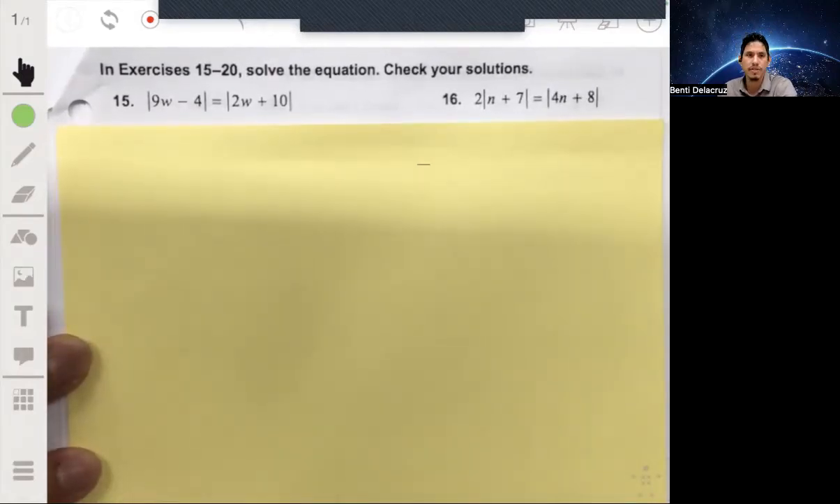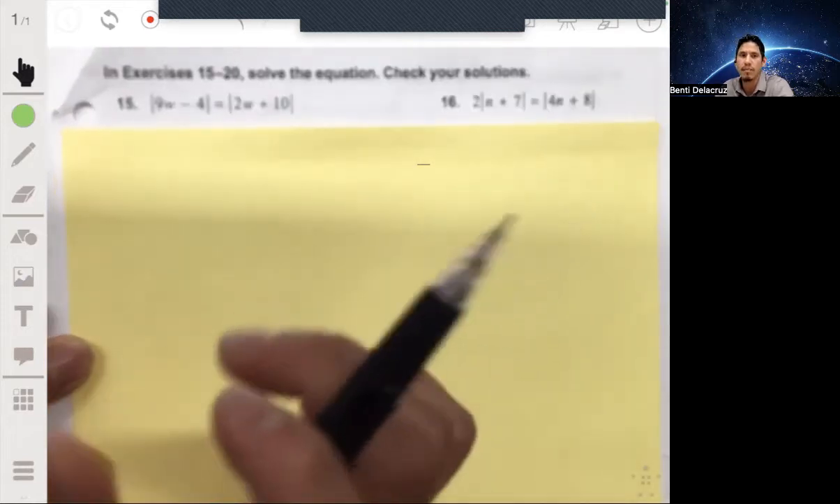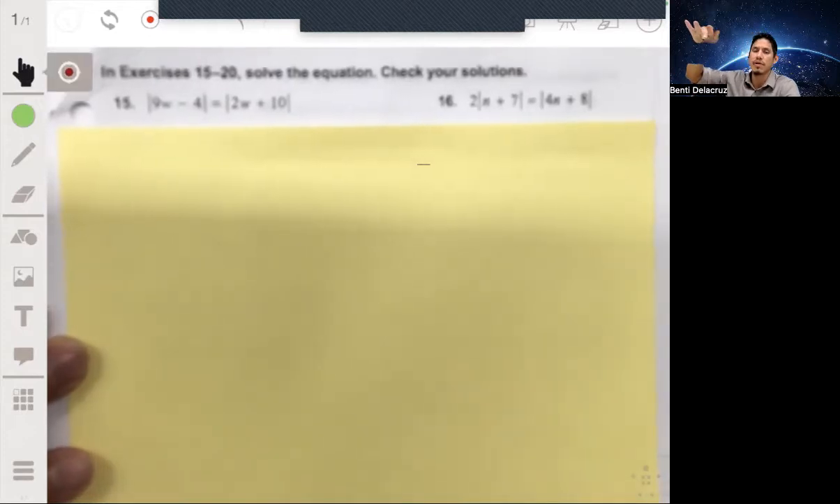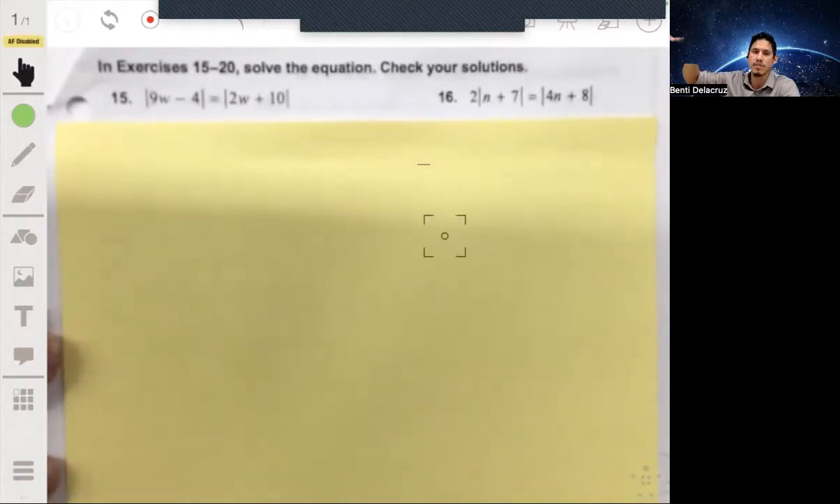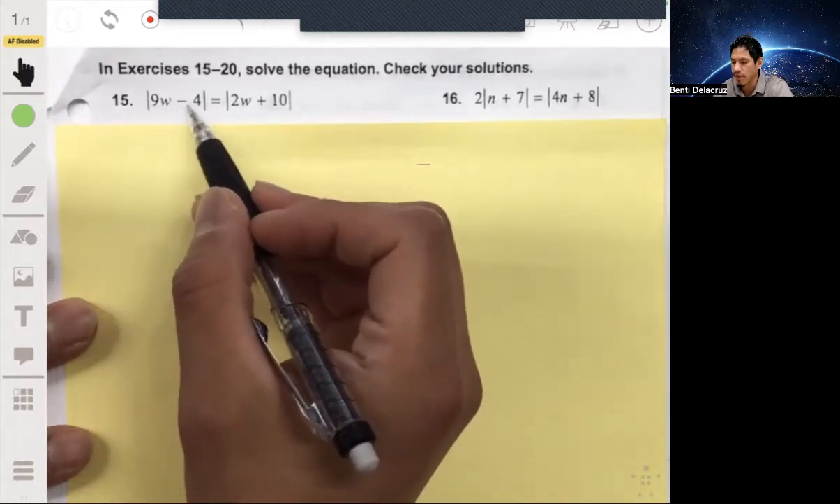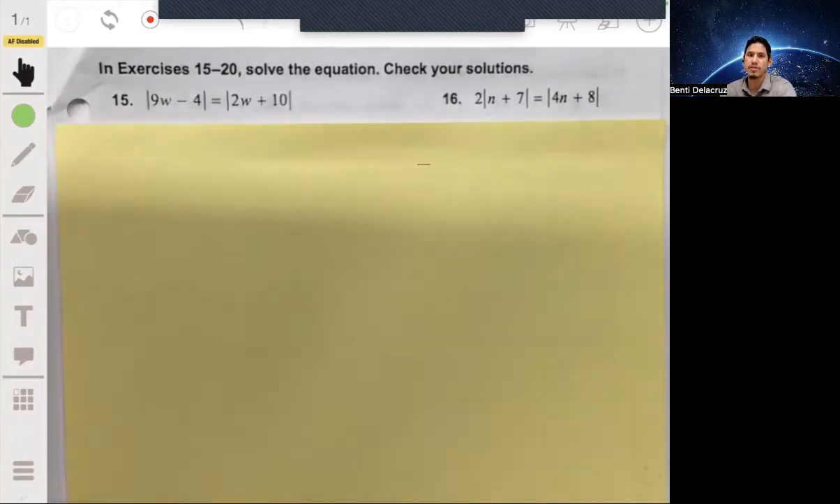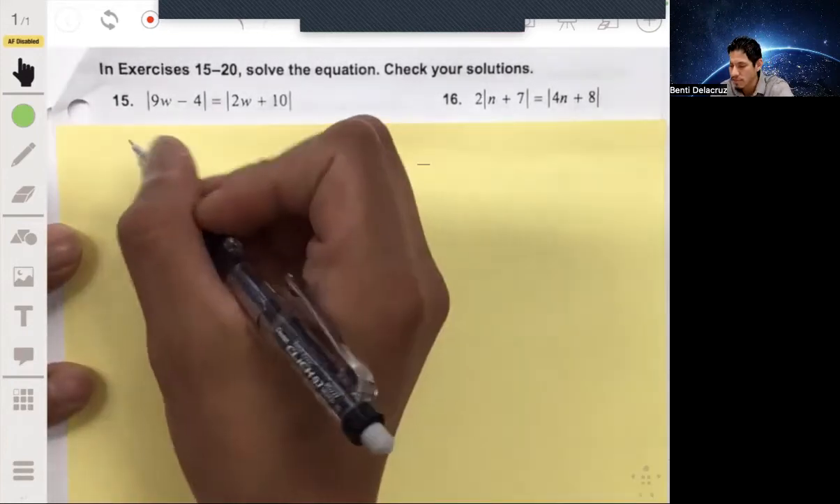All right, I'm going to go over some examples of absolute value equations when you have absolute value symbols on both sides of the equation. So I'm going to go over how we deal with equations like these. So here we have the absolute value of 9w minus 4 is equal to the absolute value of 2w plus 10. So what you're going to do is you're going to set up two equations.